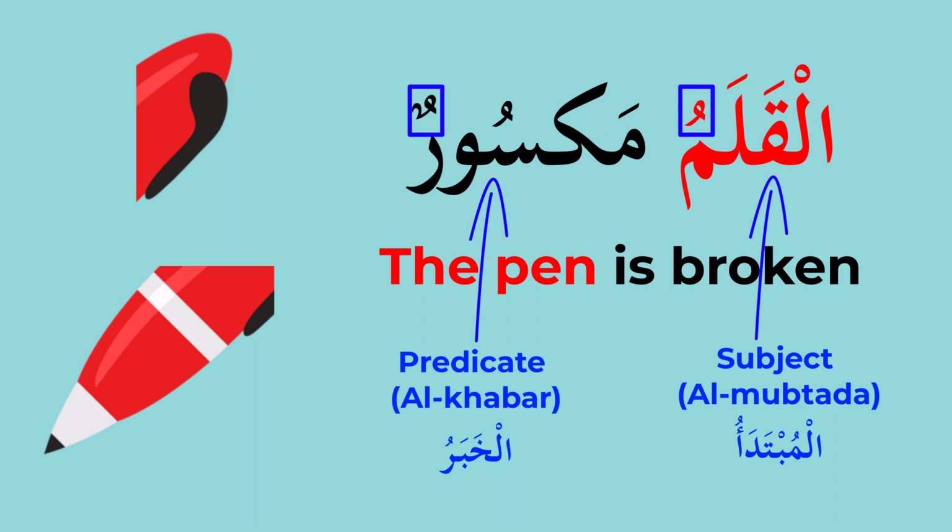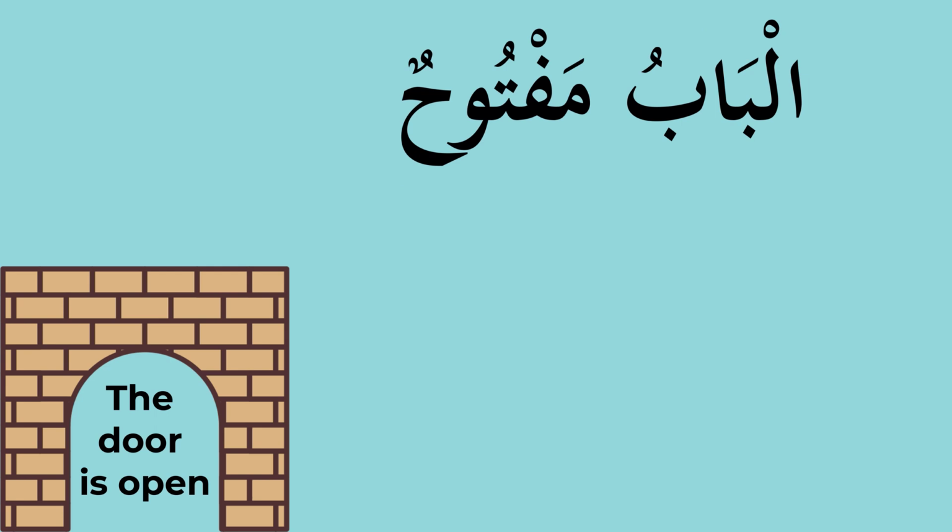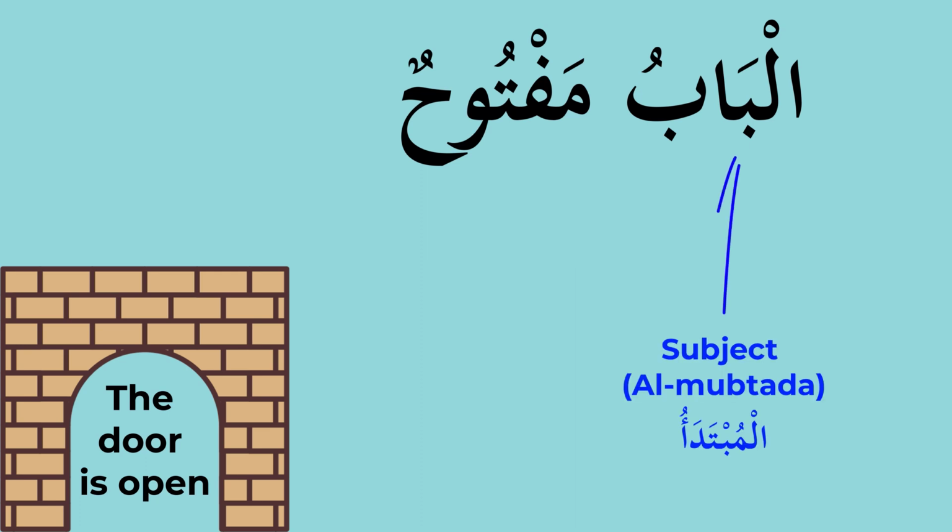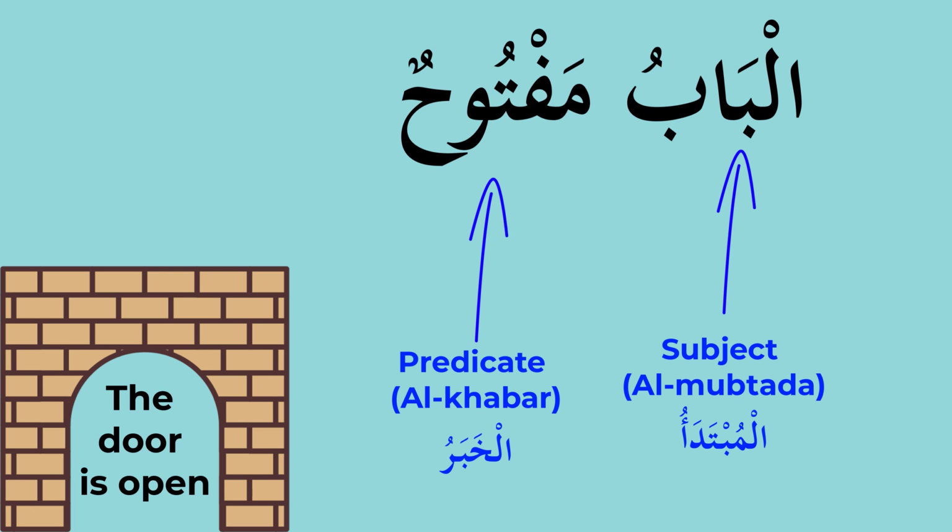Next sentence, brother. Al-babu maftuhun. What is the translation of al-babu? The door. Definite. Okay, and what is the news? Is open. Now we go in Arabic. Al-babu. What is al-babu? Mubtada. What is maftuhun? Khabar. The news. Are you with me? Is it clear?